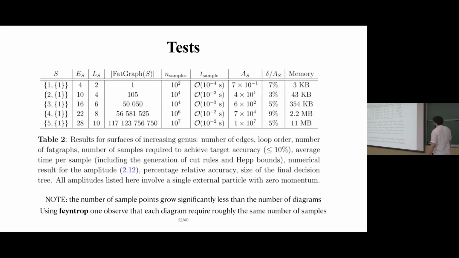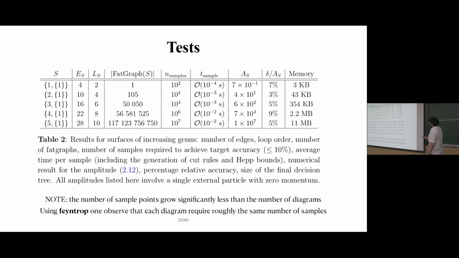And these are some tests, some results. Here I've used this algorithm to compute numerically amplitudes associated to surfaces. These are tadpole surfaces with one external leg, so not exciting, but of increasing genus, which corresponds to increasing loop order. So we go from 2 loop order up to 10 loop orders. This is the number of graphs that contribute. So we go from 1 to 120 billion.